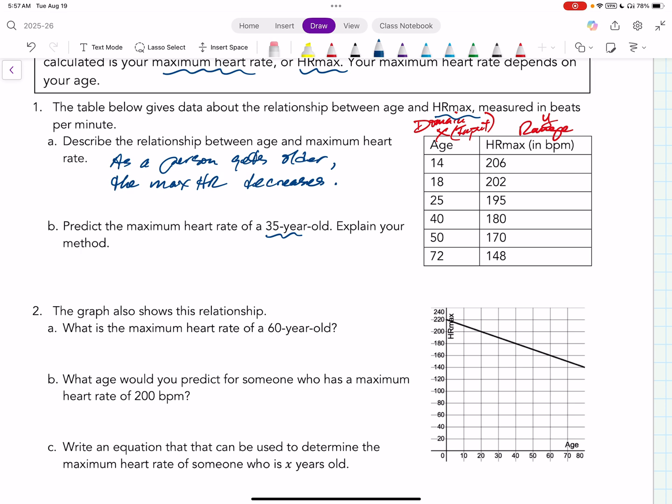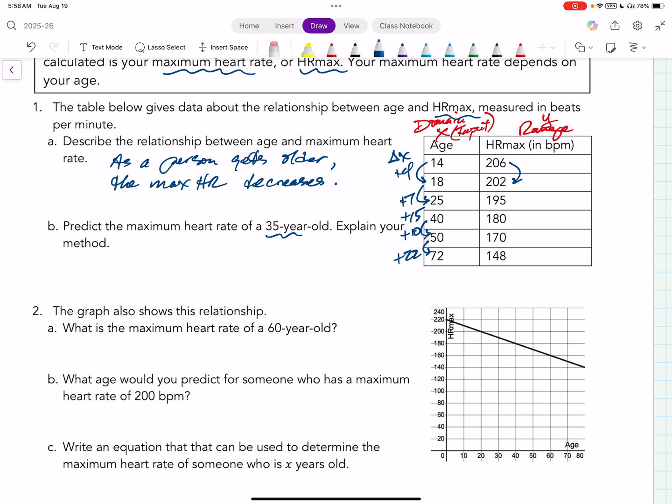Let's take a look at the rate of change in the age. From 14 to 18 is a change of 4. That we'll refer to as delta x, or the change in age. Then let's go all the way through the table and see if it's constant. And it's not. From 18 to 25 is an increase of 7, so plus 7. 25 to 40 is plus 15. And then 40 to 50 is plus 10. So the rate of change in x is not constant. Just keep that in mind. From 50 to 72 is a change of 22, so plus 22.